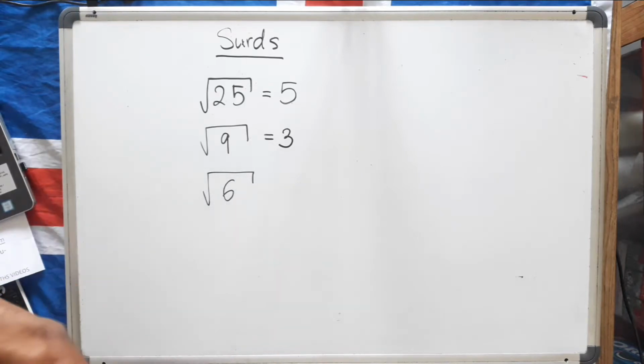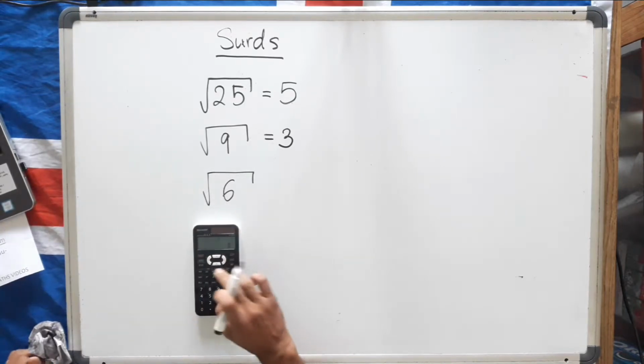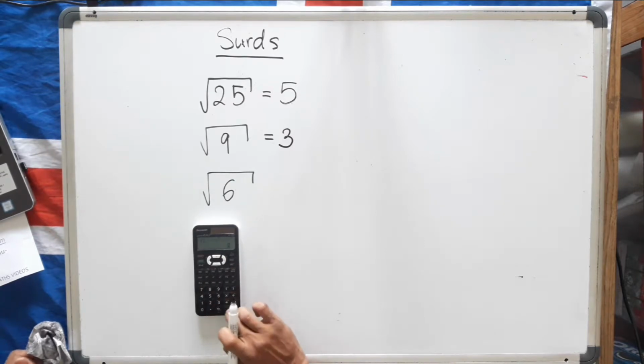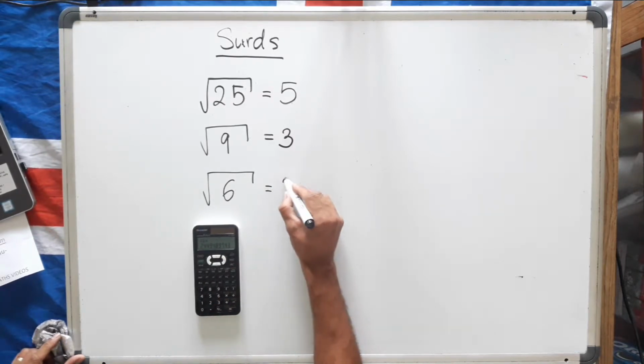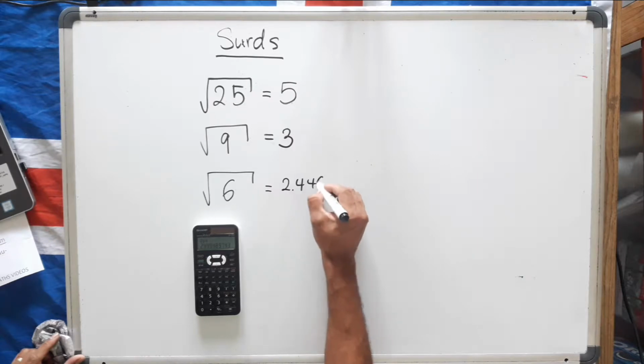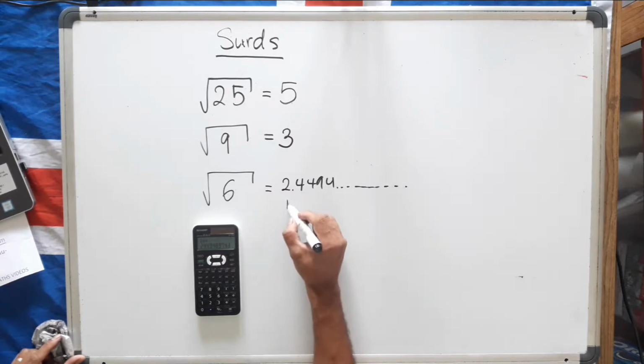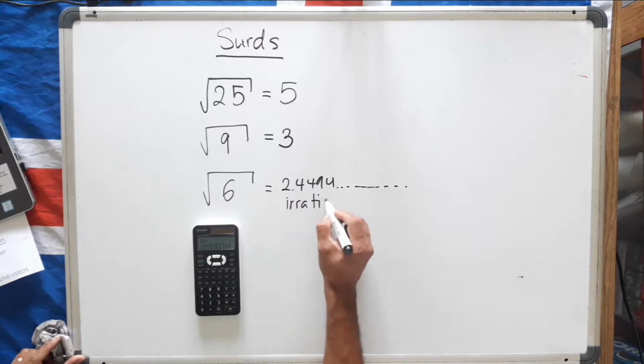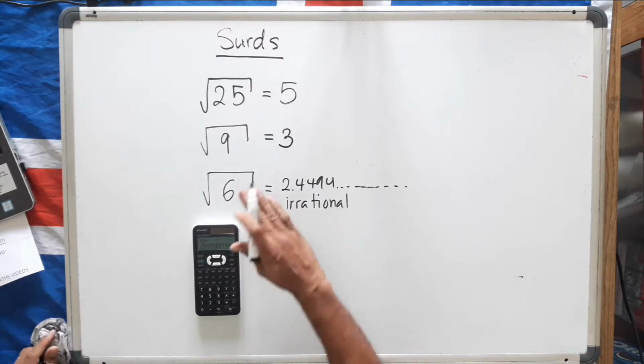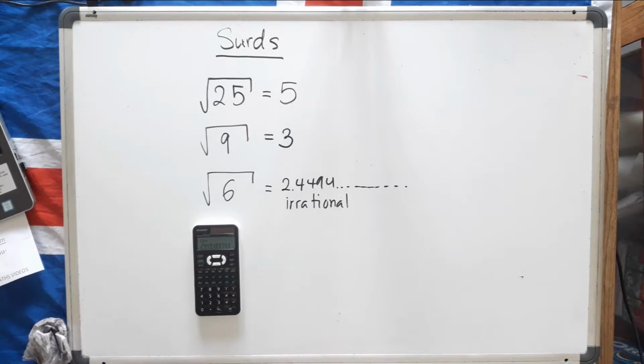Let's try that on our calculator. The square root of 6 gives you 2.4494, and it goes on forever. This is what we call an irrational number. It goes on forever. Now, dealing with irrational numbers can be really annoying.